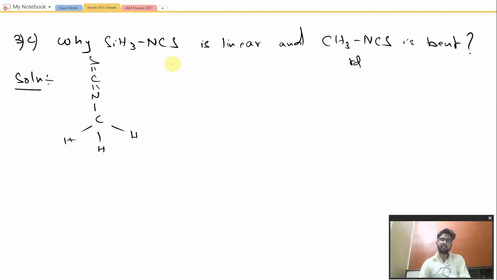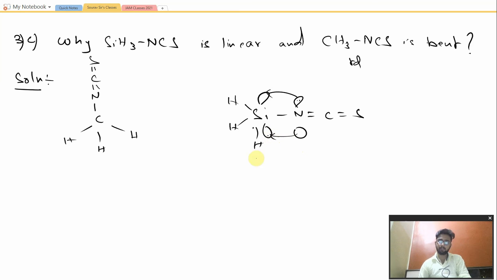But in case of SiH3NCS, what happens is the Si atom has d orbitals, and the N has a lone pair of electrons in its p orbital. So dπ-pπ coupling, or conjugation, you may say, this kind of interaction takes place. So what happens is Si double bond N, double bond C, double bond S, and H, H, H.